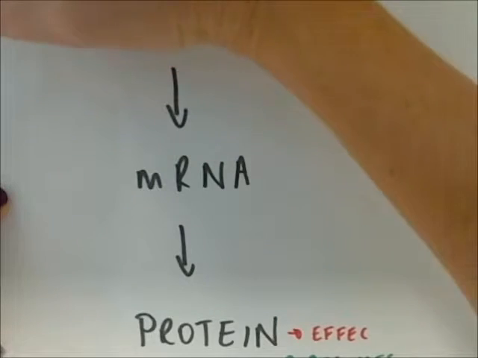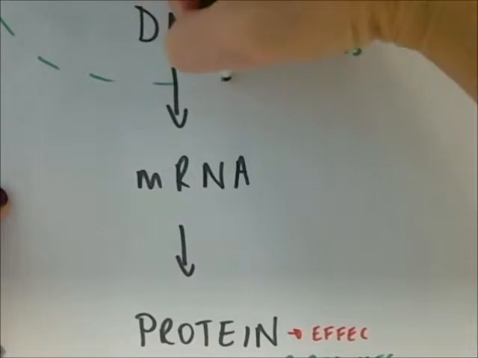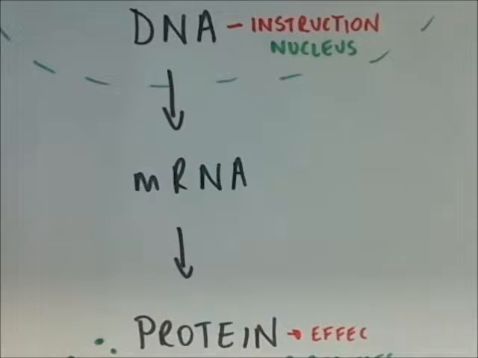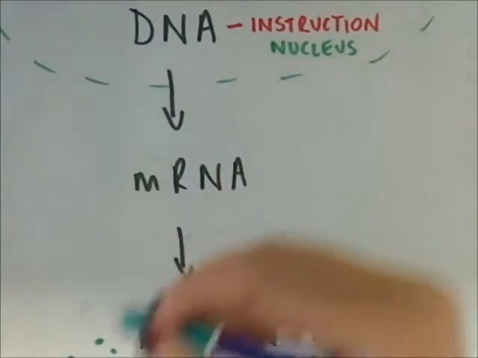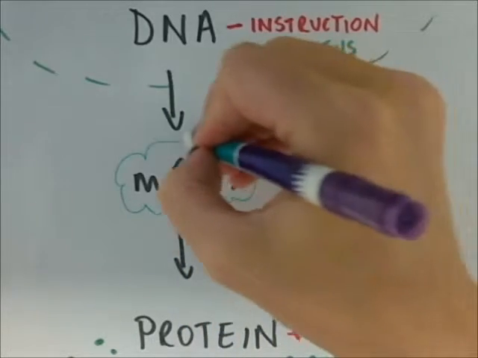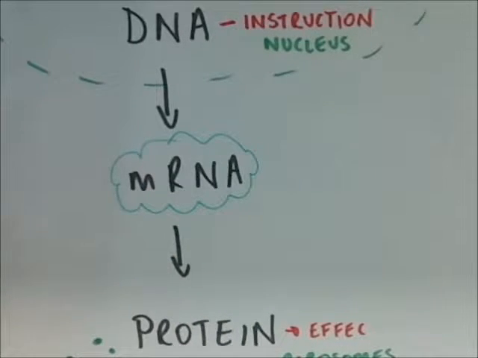Now, DNA is in the nucleus, inside the nuclear envelope, and can't move. The ribosomes are outside in the cytoplasm, so we need a messenger to carry the instruction from the nucleus to the ribosome, and that is mRNA. That is the role that mRNA takes.